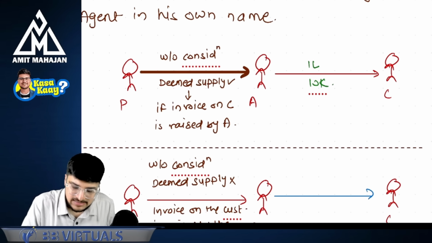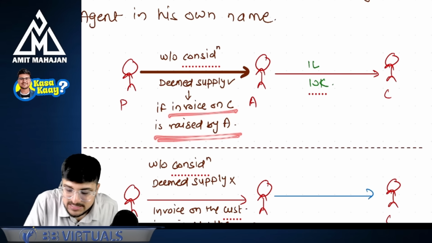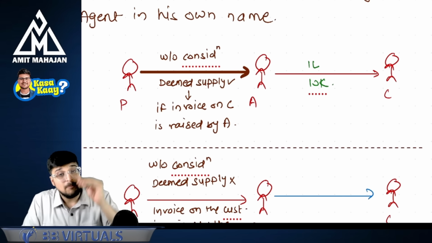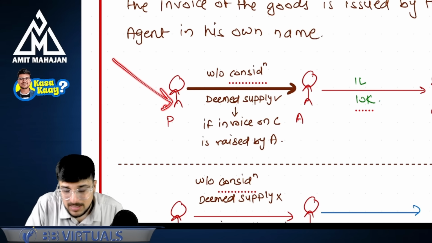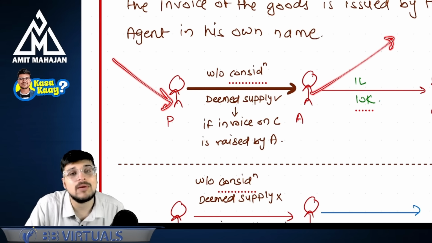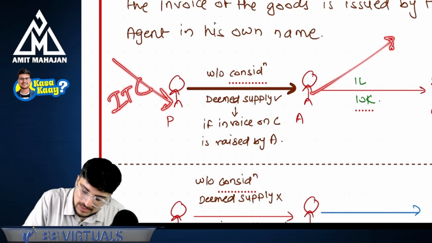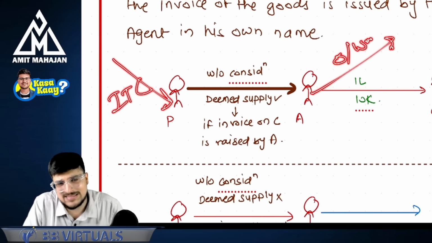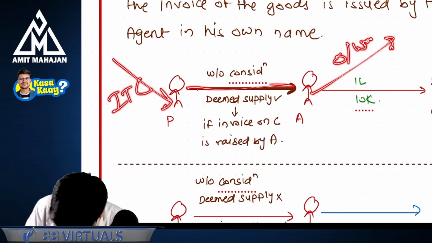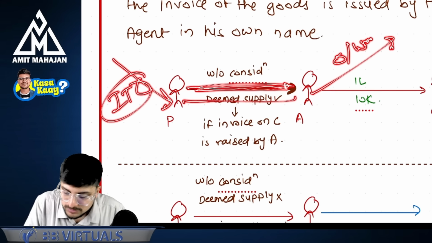Understanding? Are you understanding this? So when will this be considered as deemed supply? When the invoice on the customer is raised by the agent in his own name. Why? Because the goods must be purchased by the principal, and goods are actually getting sold in the name of the agent. ITC is available with the principal and outward tax is of the agent. So don't you think this agent should have the ITC? Yes. And that's why they made this transaction a taxable transaction, and they transferred the ITC to this person.